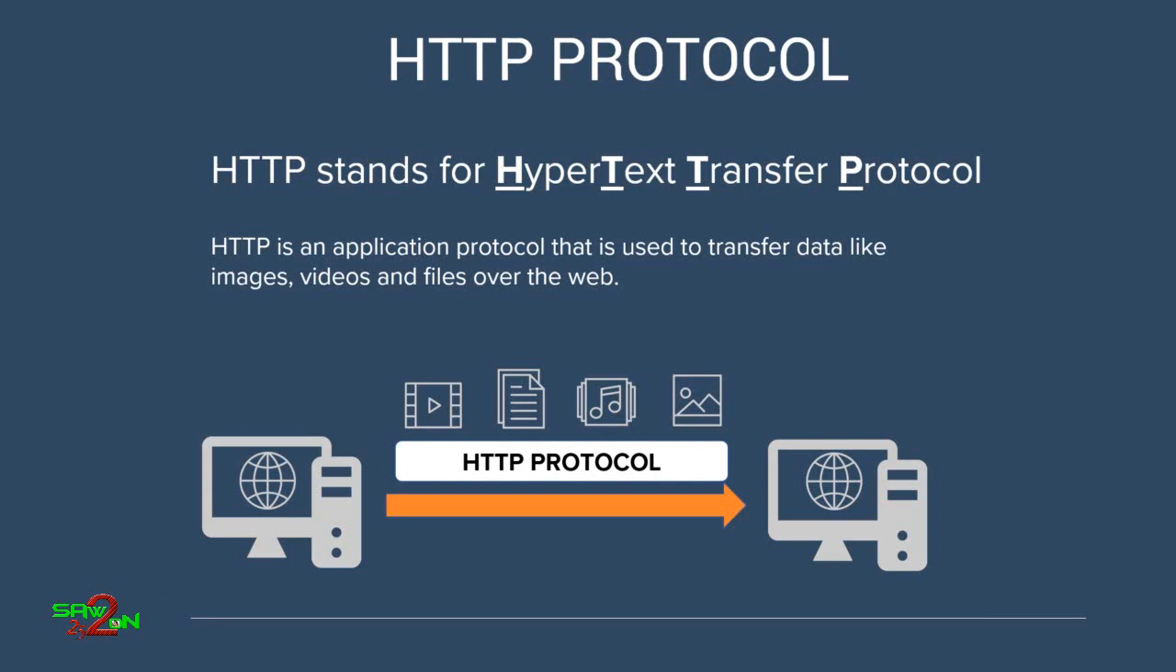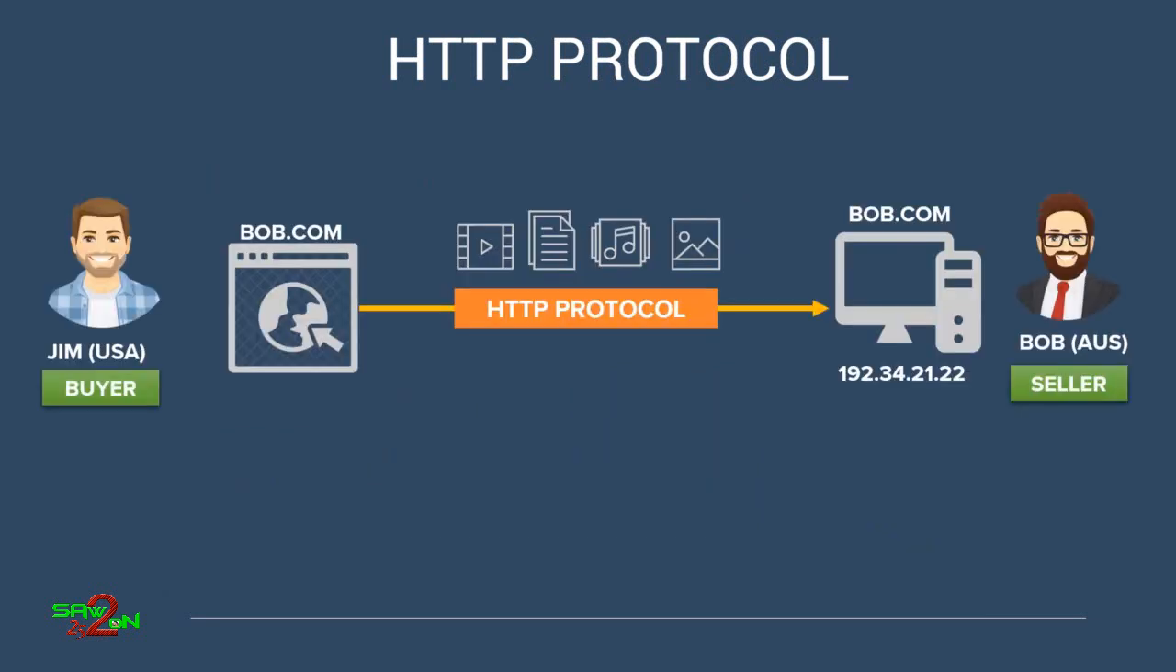And obviously it is a protocol, so it has a set of rules. How do you make a communication? How do you initiate the communication? What type of request do you have to send? All this has been pre-coded into HTTP. So when Jim types bob.com into the browser, he's basically using the HTTP protocol. And this HTTP protocol is responsible for communicating with Bob's computer and transferring all the data from Bob's computer to Jim's computer.